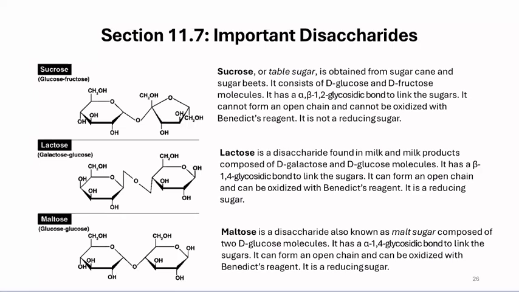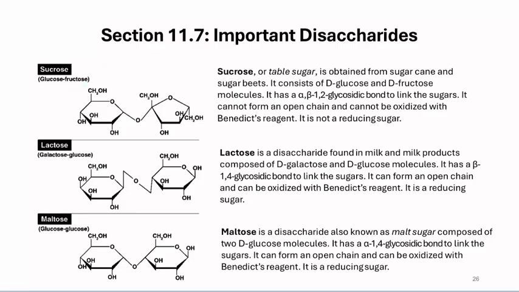Here we have three important disaccharides, including sucrose, lactose, and maltose. Let's talk about each of them in detail, even though we have mentioned something about them previously in the videos. Let's start with sucrose. Sucrose is known as table sugar, and it is obtained from sugarcane and sugar beets. When we look at the structure of sucrose, it is actually binding together a glucose molecule and a fructose molecule.